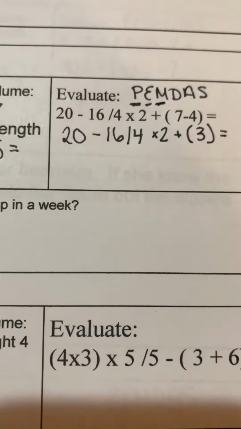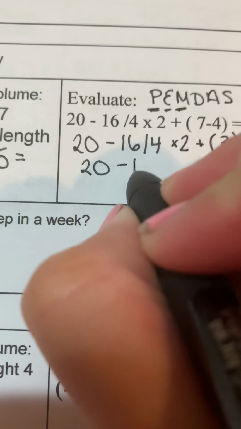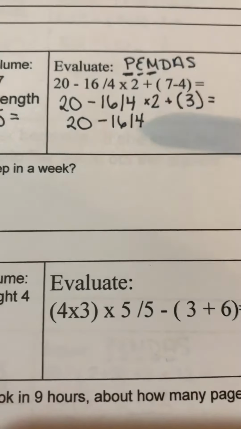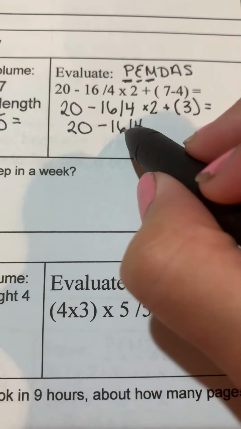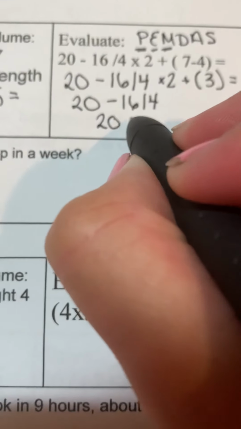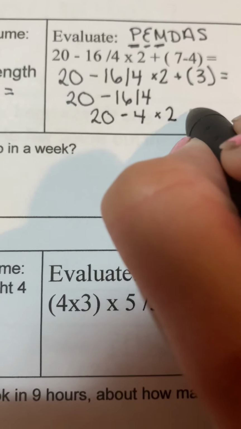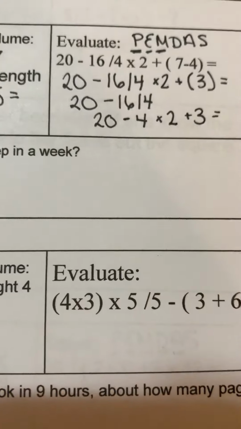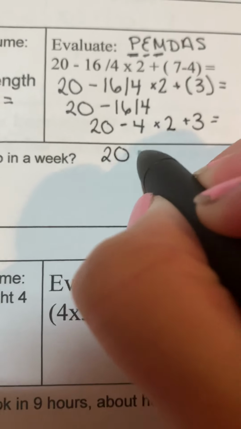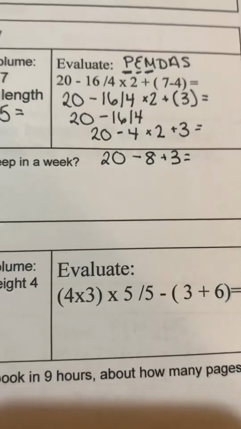So now we go ahead to multiplication. 20 minus 16 divided by 4, now we have times 2. We have to solve 16 divided by 4. So 16 divided by 4 equals 4. Now we bring along everything with it. Now we can multiply 4 times 2. So we have 20 minus 4 times 2 equals 8 plus 3.